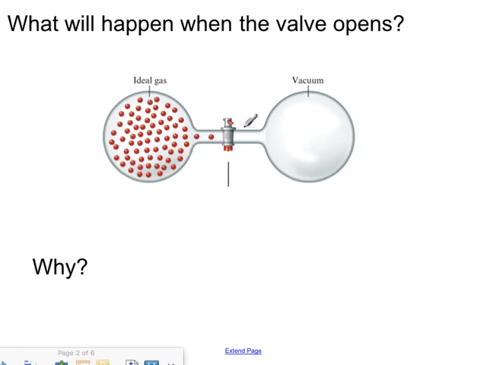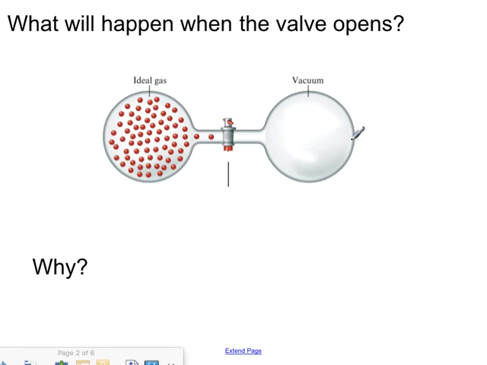Well, I think we all know, just theoretically, we know the gas would spread out until it was evenly distributed in both sides. But the question is, why does that happen? Because it doesn't change temperature when it's going from one side to the other, so it's not like an endothermic or exothermic process. There's not a reaction taking place.